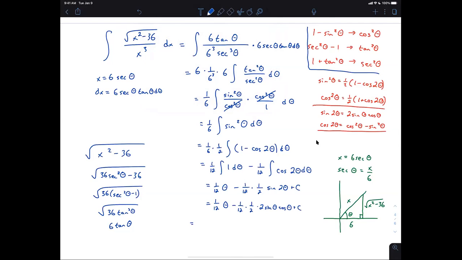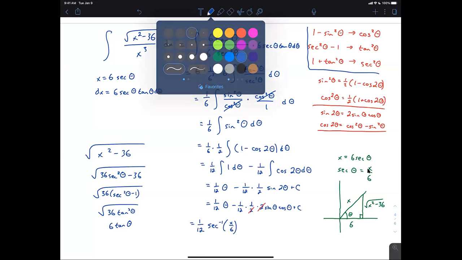And now, when you have theta completely by itself, not in a trig function, you want to use inverse trig in order to simplify that. So theta is the inverse secant, in this case, of x over 6. And then on this last step, the 2's cancel. So you get 1 over 12.